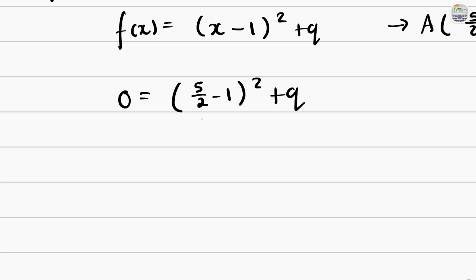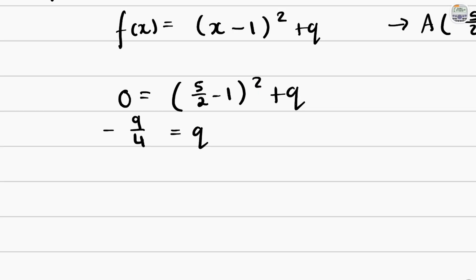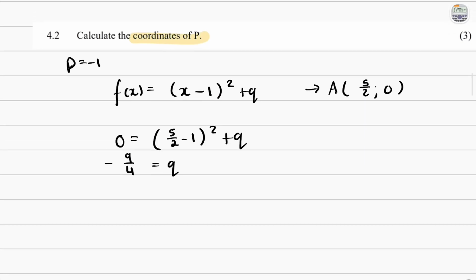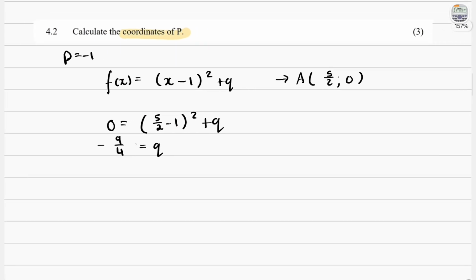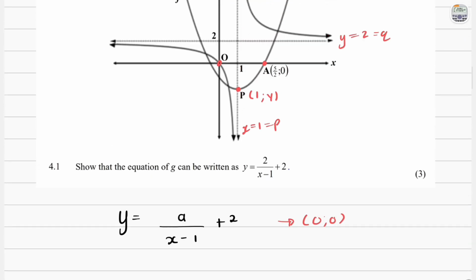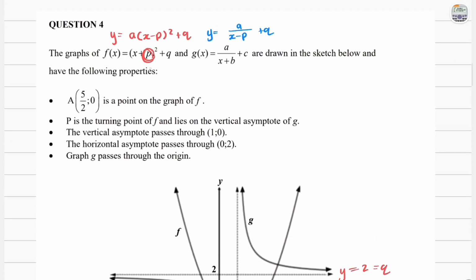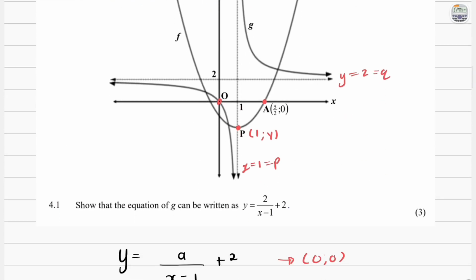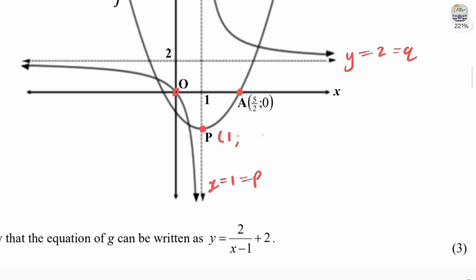And 3 over 2 squared is 9 over 4. So you can transpose that, and now it's negative 9 over 4, and that is Q. So now we know the value of Q, and so therefore P, right, because we know that Q is the y value of the turning point. That's what P and Q are. So P is the x value, Q is the y value. So that means that Q is that negative 9 over 4.